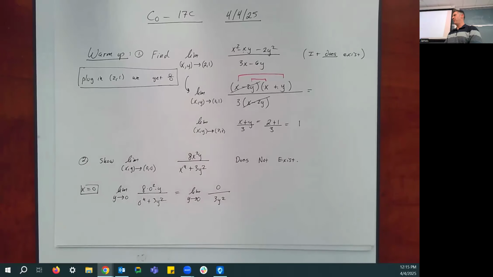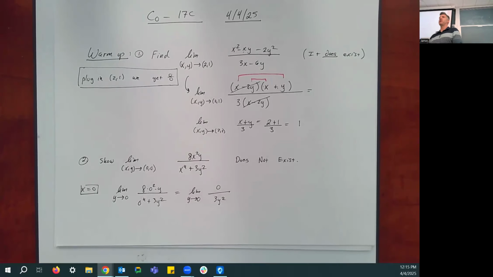And this is the important part that I think we covered last time, but I'm going to say it again. We don't get 0 over 0 here. Y is specifically not 0, right? It's getting close to 0, but it's not 0. And 0 divided by not 0 is 0, right? 0 divided by 5 is 0. 0 divided by 7 is 0.